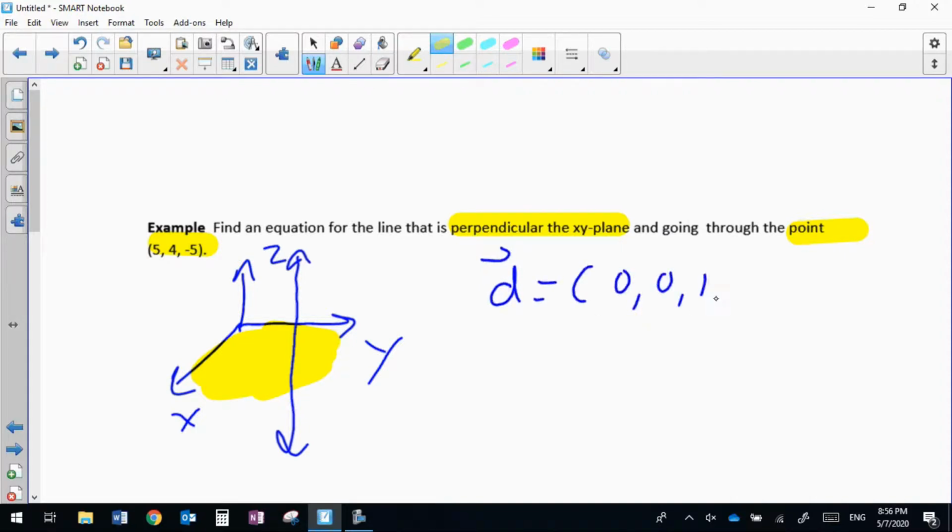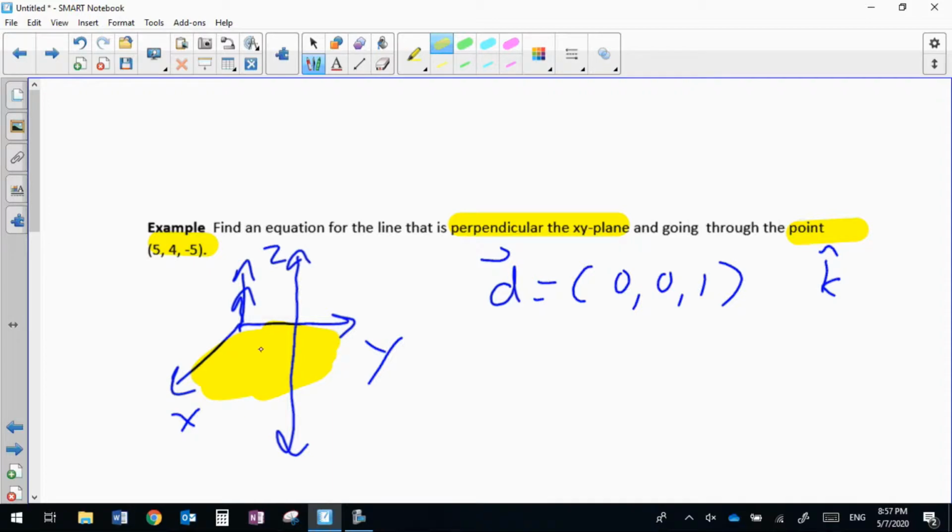0, 0, 1. Yes, that vector lies along the z-axis. In fact, we often call that vector the unit vector k. And you might say, well, that's not on the line. No, of course it's not on the line. It's a vector. Vectors always have their tails at the origin, so it's not on the line.